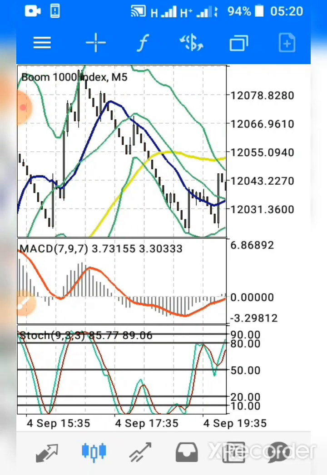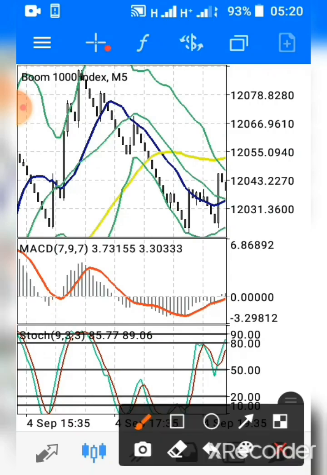Here one spike happened. The yellow line was below, right there. The yellow line was below the green line. The MACD was coming from up. The MACD was down, so we don't take that trade. In this case, the MACD has to be upwards. So let's look for other opportunities.